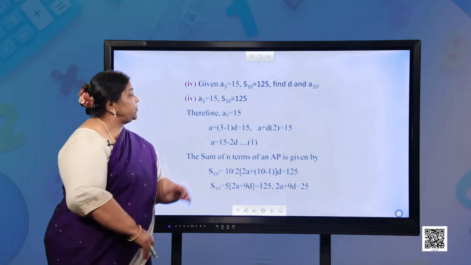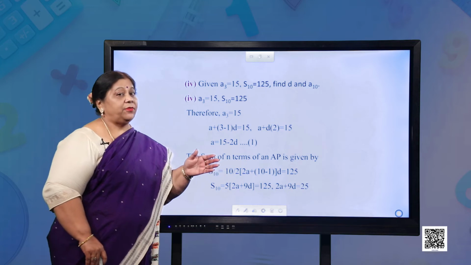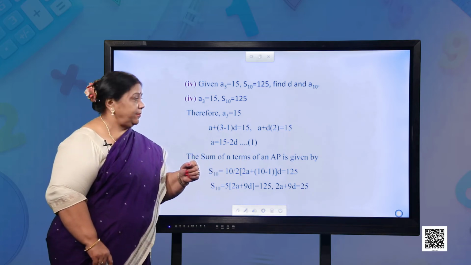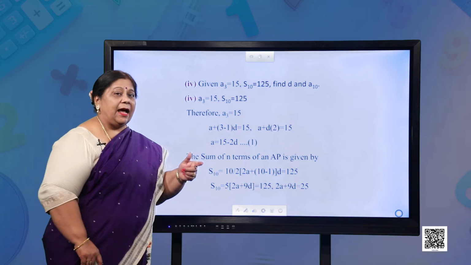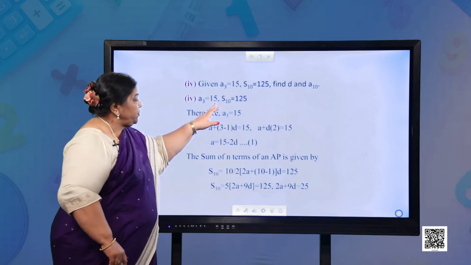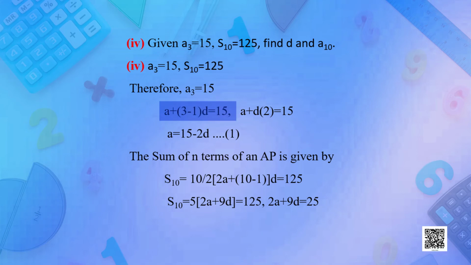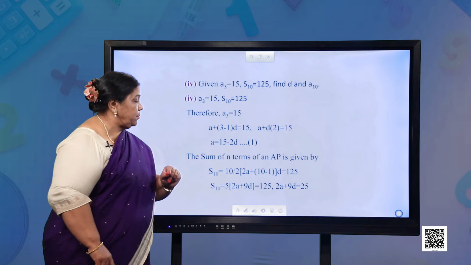Here a3 is 15, S10 is given as 125. We are supposed to find d and a10. Okay, so the common difference and the 10th term. So a3 is 15 means I can write down a plus (3 minus 1) into d as 15. That is a plus 2d is equal to 15, or a is equal to 15 minus 2d. Let us take this as equation number 1.